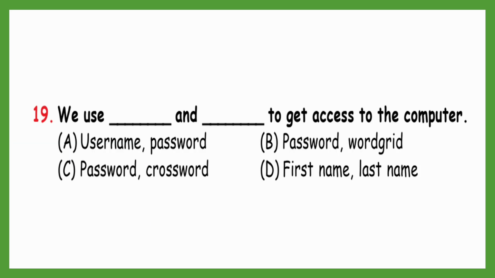We use dash and dash to get access to the computer. Option A, username, password. Option B, password, word grid. Option C, password, crossword. Option D, first name, last name. So we use username and password to get access to the computer. So option A is the correct answer. The name assigned to a user to access a computer is called a username. The secret combination of alphabets and numbers is called a password.